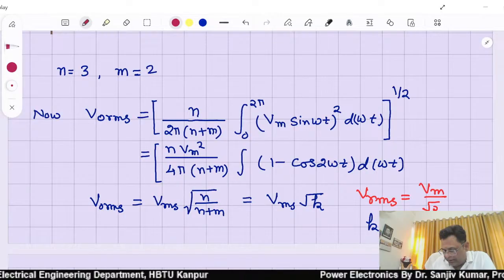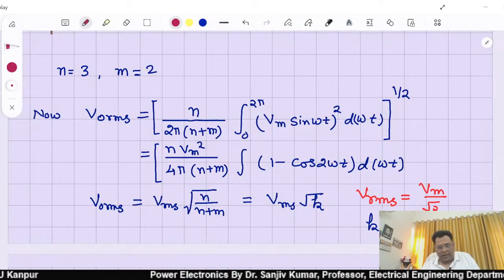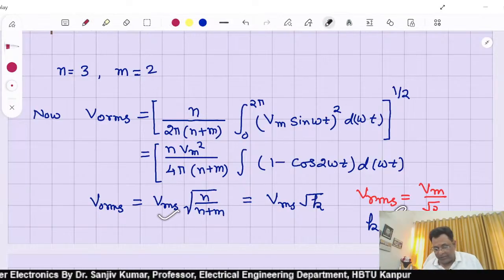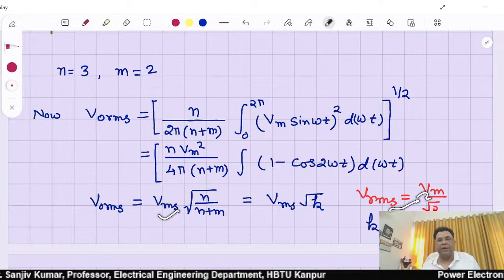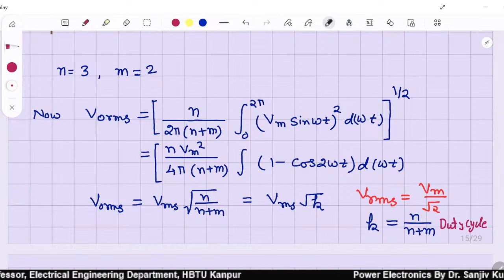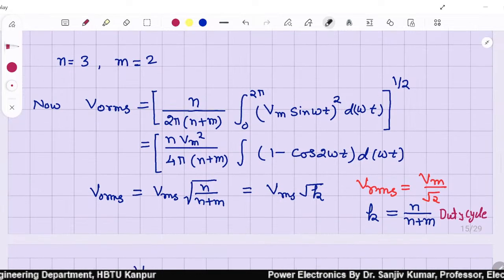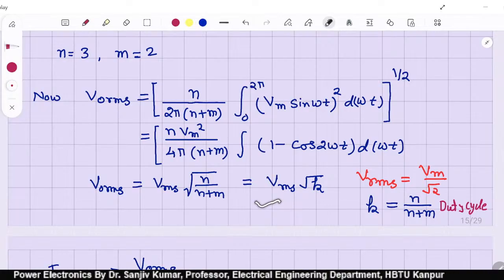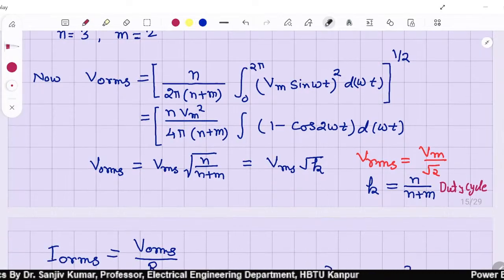Duty cycle, right? And this Vrms is the supply Vrms, which is Vm by root 2. So V output is equal to Vrms times under root K, where K is the duty cycle.